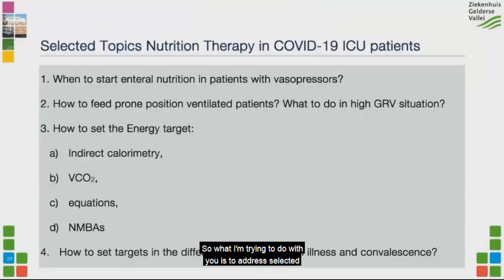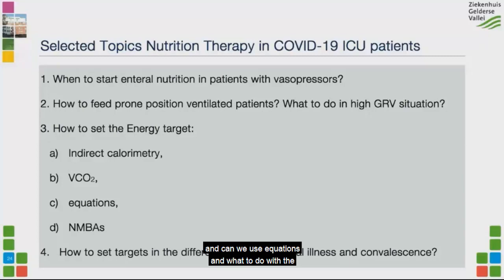So what I'd like to do with you is to address selected topics on nutrition therapy in COVID-19 ICU patients. First I will talk about when and how to start enteral nutrition in patients with vasopressors. And then we'll talk about feeding in the prone position, as many patients are ventilated in the prone position, how to do this, what the risk factors are, and what to do in a situation of high gastric residual volume. And then I will talk about the energy targets, how to set the targets with indirect calorimetry, the VCO2 methods, and can we use equations.